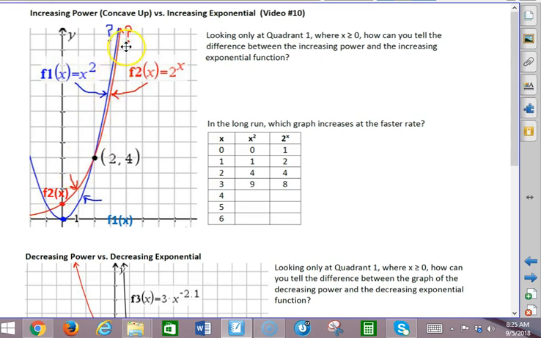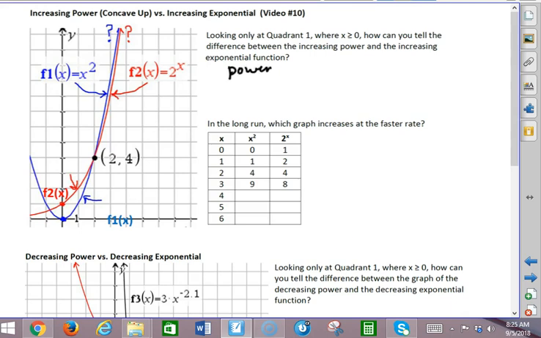The red graph is the exponential function. The blue graph is a power function. I did simple ones, 2 to the x for the exponential and x squared for the power function. So if you're only looking at quadrant 1, so kind of ignore what's on the other side, because obviously on the other side there are differences. But just at quadrant 1, how can you tell the difference between the exponential and the power? So you might pause the video, think about that for a minute, and turn it back on.